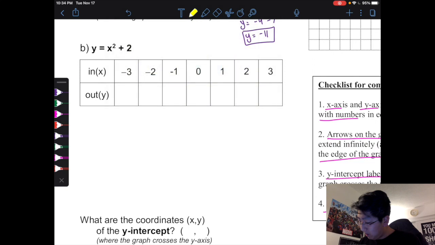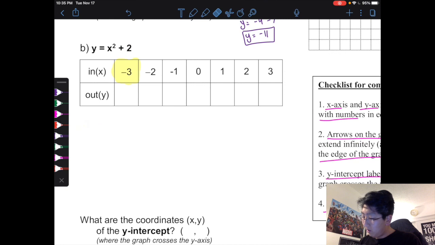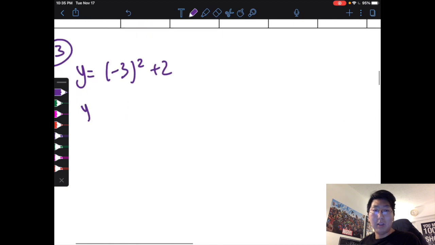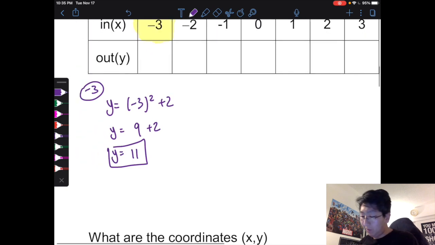So let's start with yellow again. I'm not going to highlight these all. I'm just going to put -3 and circle it. Okay. So y equals -3 squared plus 2. Y equals -3 times -3 is 9 plus 2. Y equals 11. So 11.